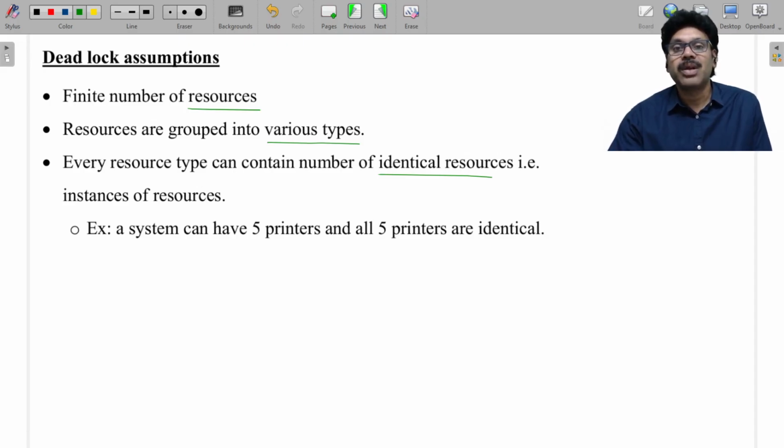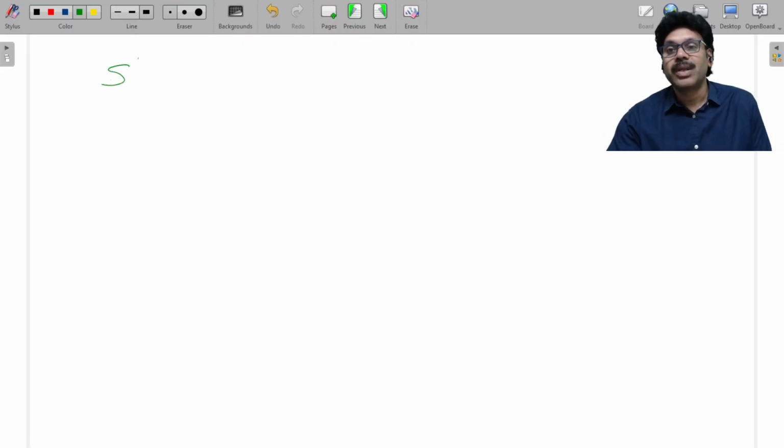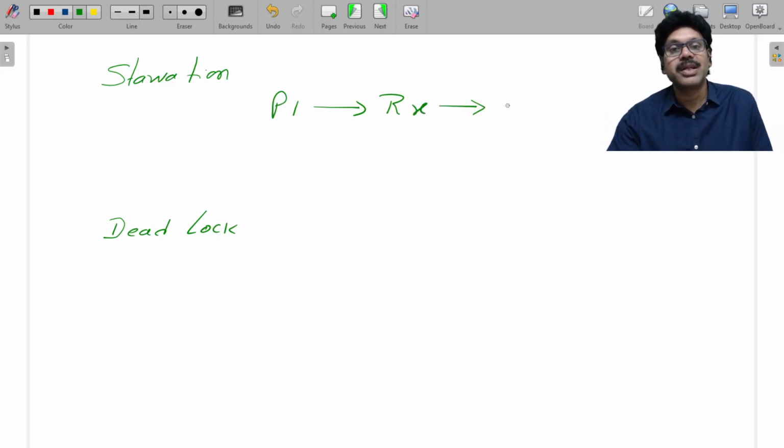But there is one big difference I want to point out. Starvation is different and deadlock is different. Many students get confused here. What is the difference between starvation and deadlock? If a process P1 is waiting for a resource Rx, but Rx is already assigned to B, and P1 is requesting Rx.